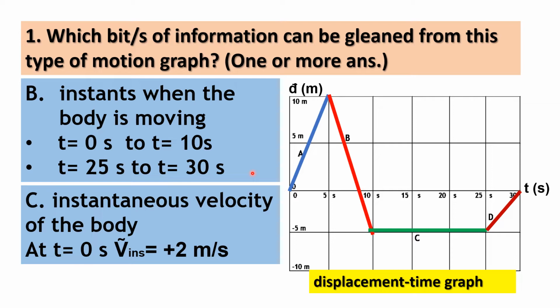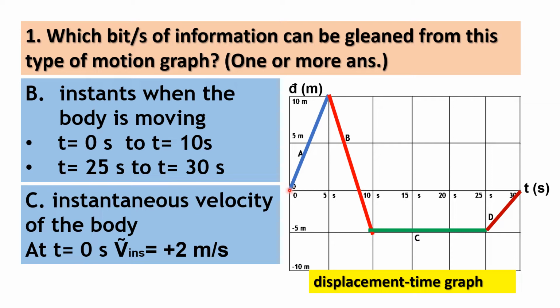To some people, when they are told that the graph line, like segment A here, is touching the 0 meter mark and 0 time, which is commonly known as the origin, they say that the initial velocity is 0.